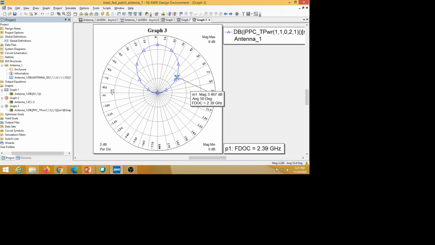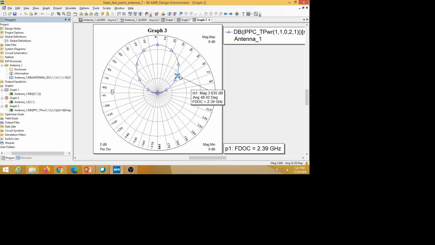Half power point means you find out the direction at which the gain is half of the maximum value. This is maximum 6.6 dB, 3 dB down from here, that is 3.6 dB approximately. You come to the direction at which gain is 3.6 dB. In which direction is it? That is at 48.42 degrees. Okay, this is a half power point.